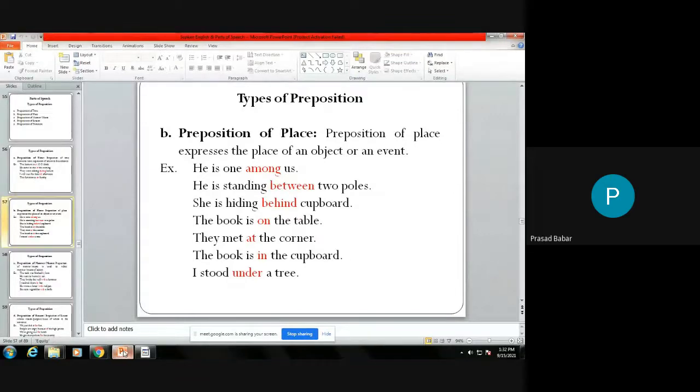Then the next is, the book is on the table. If we ask a question with where: where is the book? It is on the table. So on is the place showing word, or position indicating word, which is called a preposition of place. So on here indicates that the book is on the table. That is why it is also called a preposition of place.